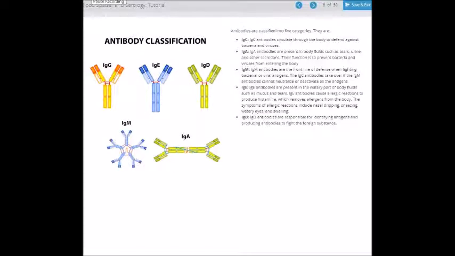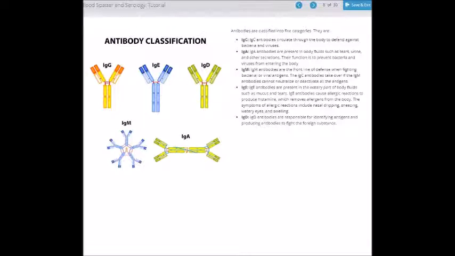Real quick, they're classified into 5 categories. We have IgG, which I think this was supposed to be a C, so if you see IgC, it's really IgG. These are antibodies that circulate through the body to defend against bacteria and viruses. IgA antibodies are present in body fluids such as tears, urine, and other secretions, and they prevent viruses from entering the body. IgM antibodies are the frontline defense when fighting against bacteria or viruses. The IgG antibodies take over if the IgM antibodies can't neutralize, so they work together. They're like tag team wrestling, I guess.